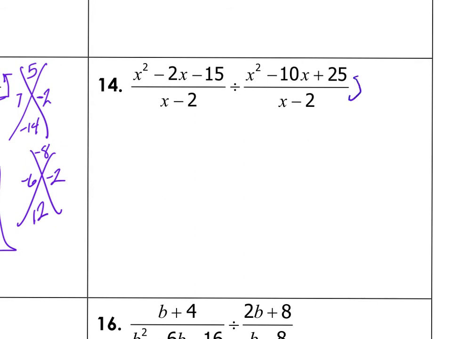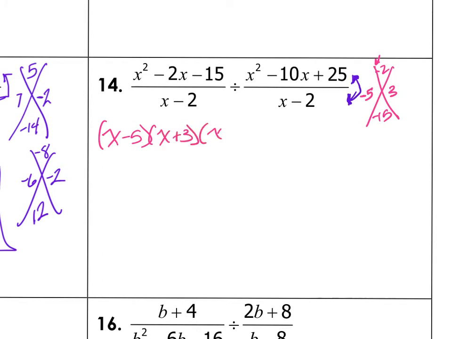So we're going to take the reciprocal. And we're going to factor. So I want two numbers that multiply to be negative 15 and add to be negative 2. Well, the two numbers that multiply to be negative 15 are 5 and 3. And since this is a negative, that means the 5 is a negative. So I've got x minus 5 times x plus 3, and I'm taking the reciprocal, so the x minus 2 comes to the top. And then I've got an x minus 2 in the denominator.